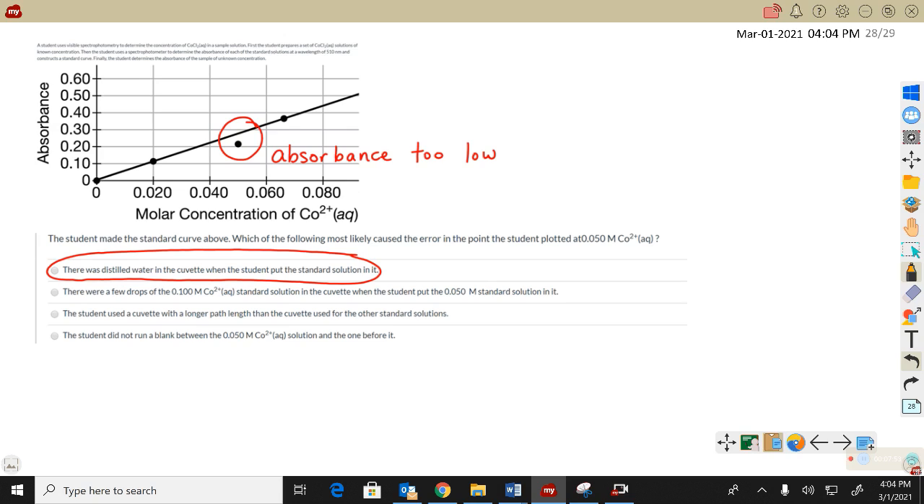The student did not run a blank between the 0.05 molar solution and the one before it. That's not necessary. A blank would just mean that you use distilled water, and you sometimes have to calibrate the colorimeter to make sure that if I just run water, 100% of the light should shine through the water. But you don't have to do that in between testing solutions. Obviously, I'd want to clean out my cuvette and dry it well, but I wouldn't have to recalibrate in between trials.